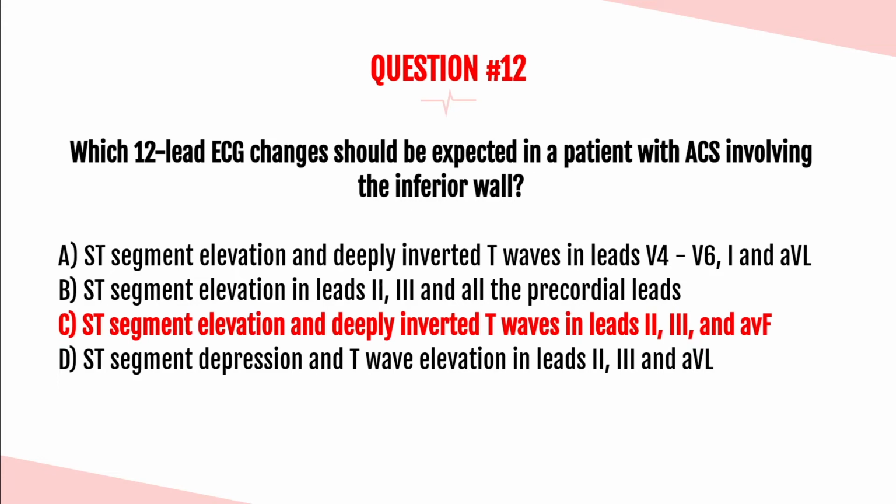C, ST segment elevation and deeply inverted T waves in leads 2, 3, and AVF. So remember, inferior is 2, 3, AVF. What are we also thinking about when we have an inferior MI? What kind of complications? Well, you can definitely have a RV infarct, a right ventricular infarct, and papillary muscle rupture, and a third-degree heart block.